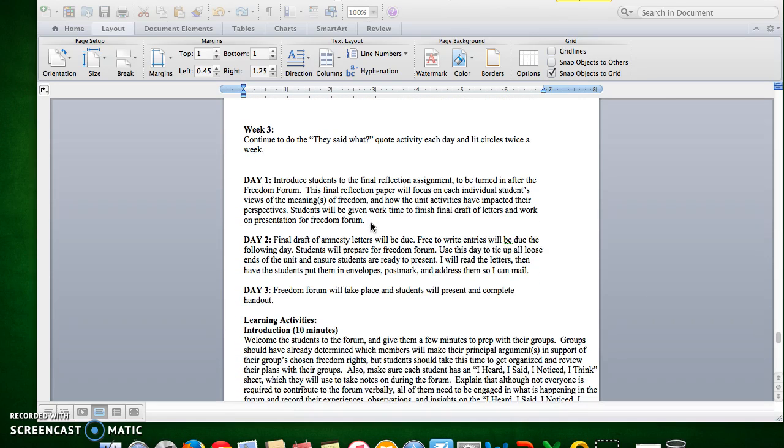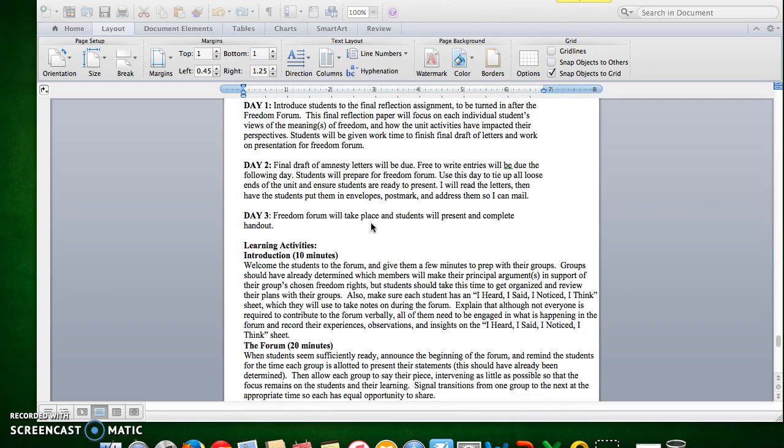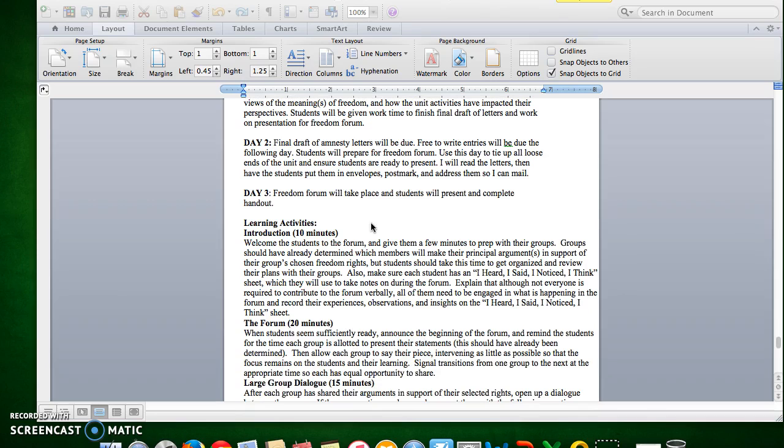Then going into week 3, I'm going to introduce the summative assessment, which will be the final reflection assignment, so students know what's to come at the end of the week. The final reflection paper will focus on each individual student's views of the meanings of freedom and how the unit activities have impacted their perspectives, if any at all. And so students will finish up their final draft of their amnesty letters. I will read over them and then have them postmark and address the envelope so I can mail them off for them.